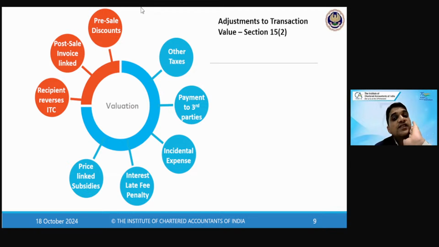And then pre-sales discount. Whatever is the discounts given before the time of sale has to be reduced. Post-sale discount, if it is agreed and the receiver agrees to reverse the ITC, only in that case you can give a post-sale linked invoice. Okay, then you can give a discount. If it is agreed at the time of supply and the recipient reverses the ITC, then only any discount given afterwards can be reduced.